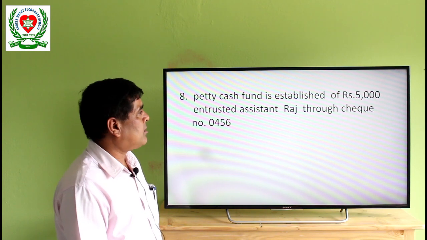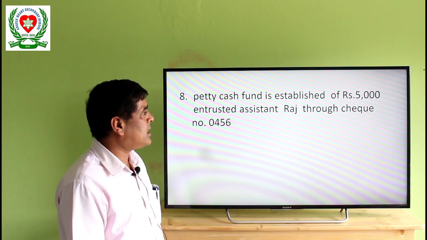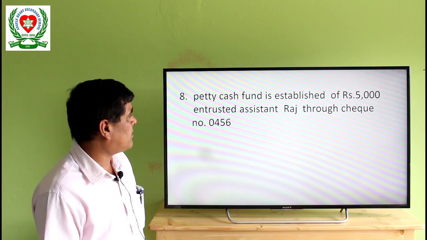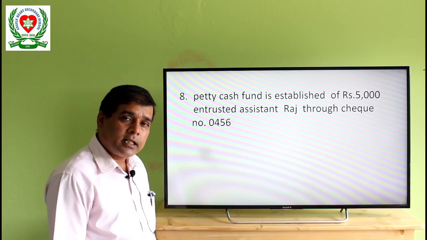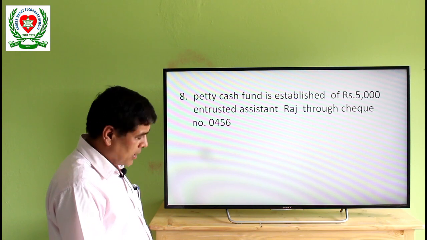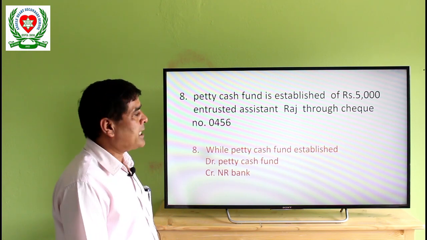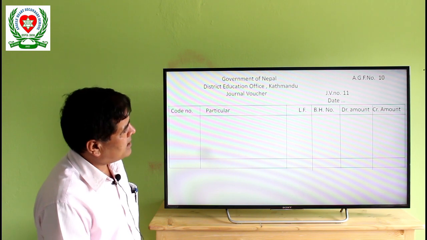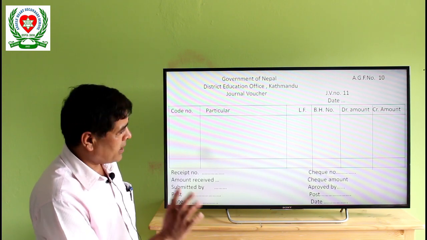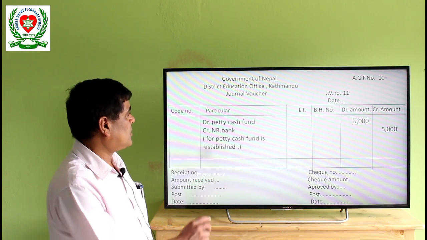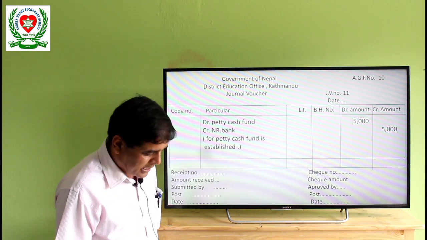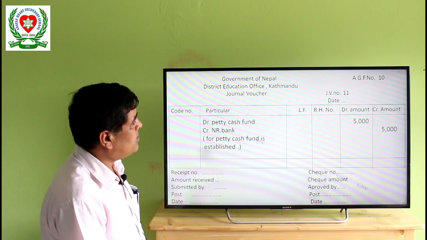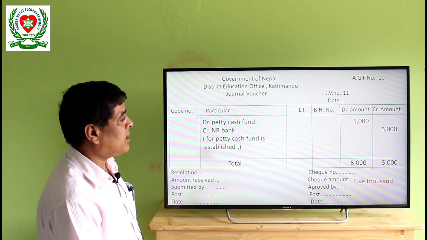Next one, petty cash fund is established of rupees 5,000 for assistant Raj through check number 0456. I talked about this petty cash fund already. While establishing a petty cash fund, the formula is debit petty cash fund, credit NR Bank, and we have to make this type of journal voucher. All formats are the same and the amount should be written in this way. Debit petty cash fund, credit NR Bank for petty cash fund establishment. Then the total should be done and check amount 5,000 is given, others are the same.